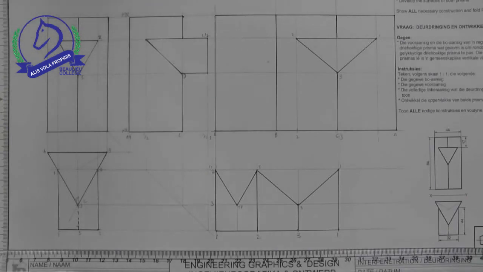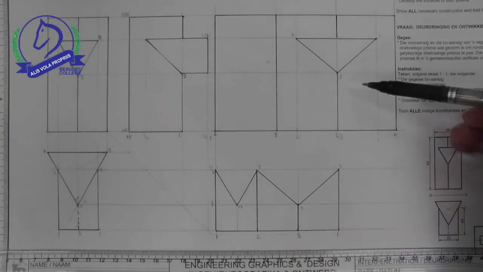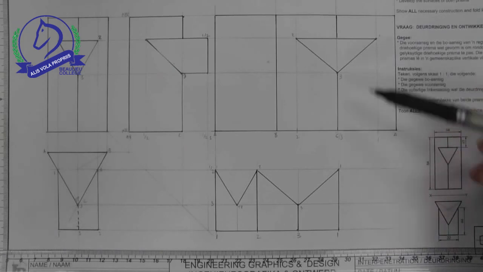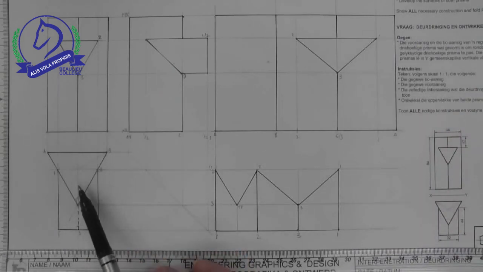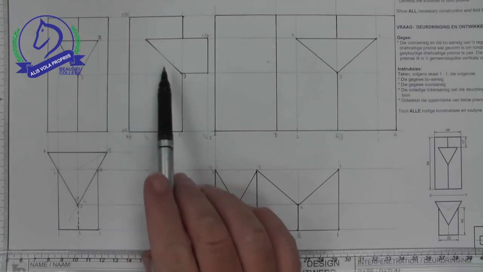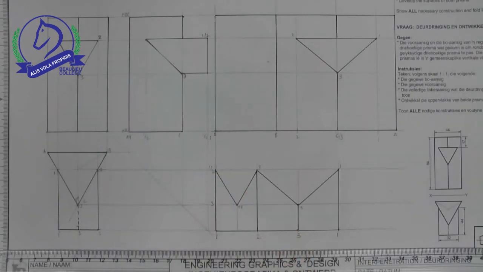So there you have the completed development of the branch pipe, the completed development of the main pipe, our front view, our top view, and the left view showing the curve of interpenetration.